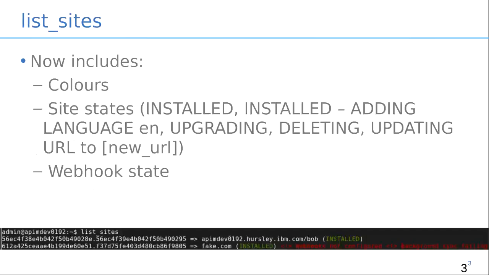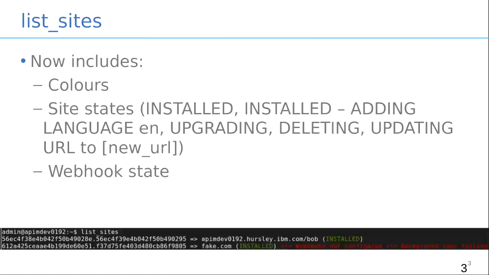So if we get to the next page, list sites. List sites was always there before. The difference now is that it's got some colors essentially. In version 4040 or 4041 maybe, we added the state at the end of the site line, so you could see if it was installed or in the middle of upgrading. Now they're colored green when it's all good, orange if it's doing a maintenance action like upgrading or changing the URL, and red indicates any problems.